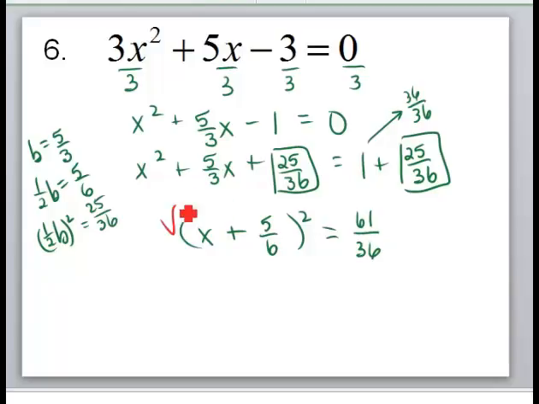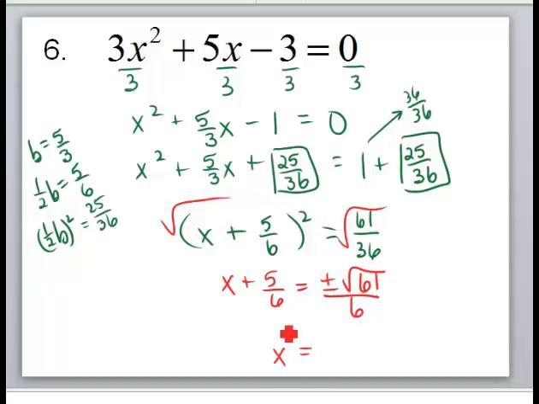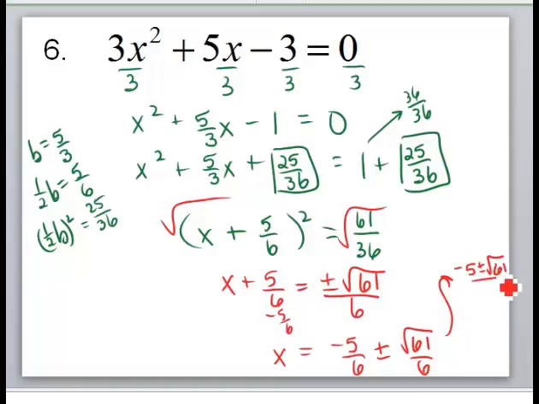Now I'll square root both sides. I get x plus 5/6 is equal to plus or minus the square root of 61, which I don't know, and that's prime. It will not be broken down, and the square root of 36 is 6. So this allows me to subtract 5/6 from both sides, and I get negative 5/6 plus or minus the square root of 61 over 6. This can be written as negative 5 plus or minus the square root of 61 over 6. So you can combine them underneath the same denominator.